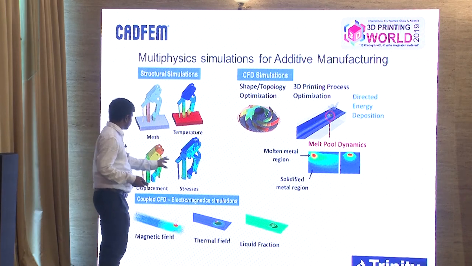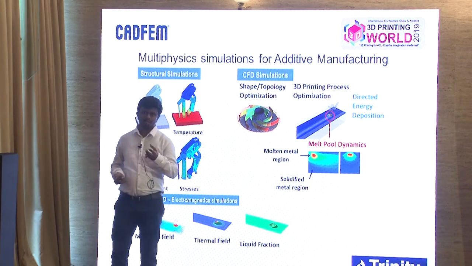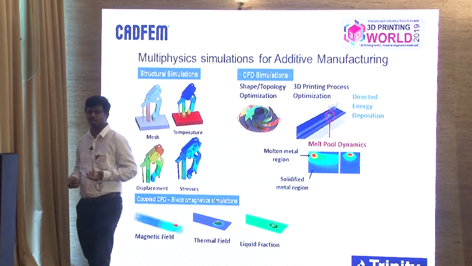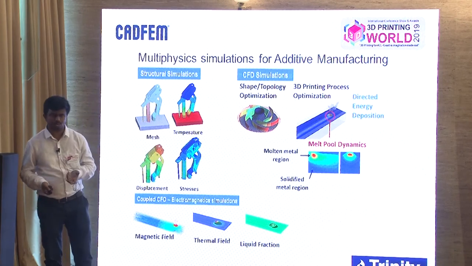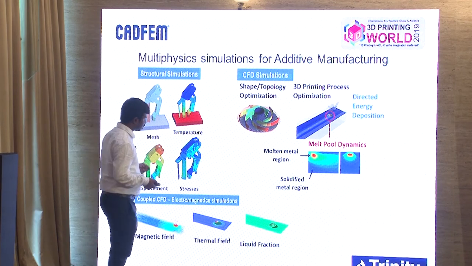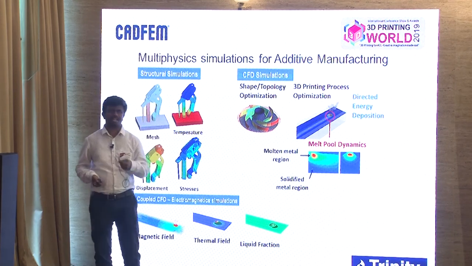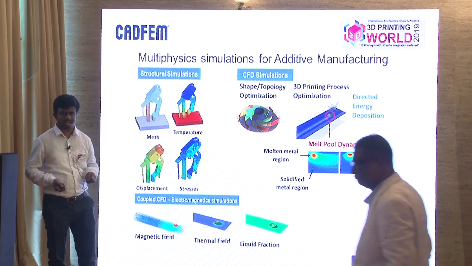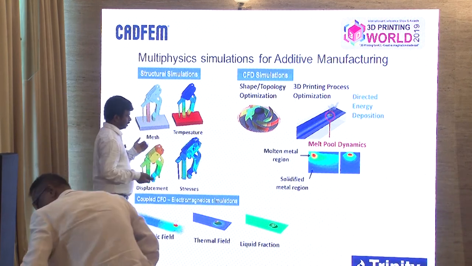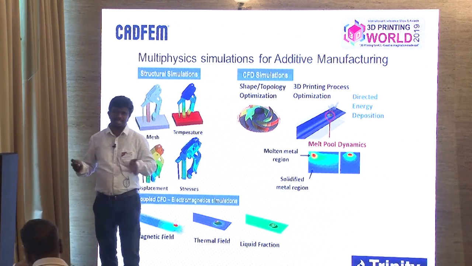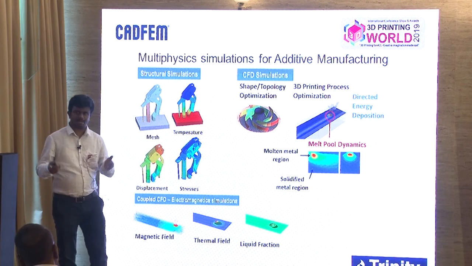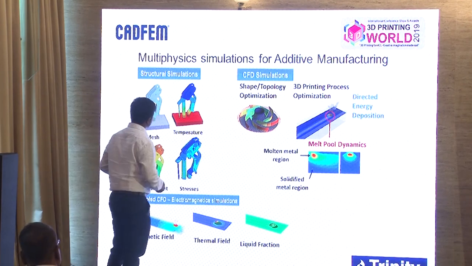And there are latest technologies coming up where 3D printers include an electromagnetic pump as well. In that case, it could become important to capture the trends of the electromagnetic field which are inserted there, and also the laser dynamics. So all these can be seen in one simulation. It's a multi-physics coupling simulation that facilitates seeing things like that.